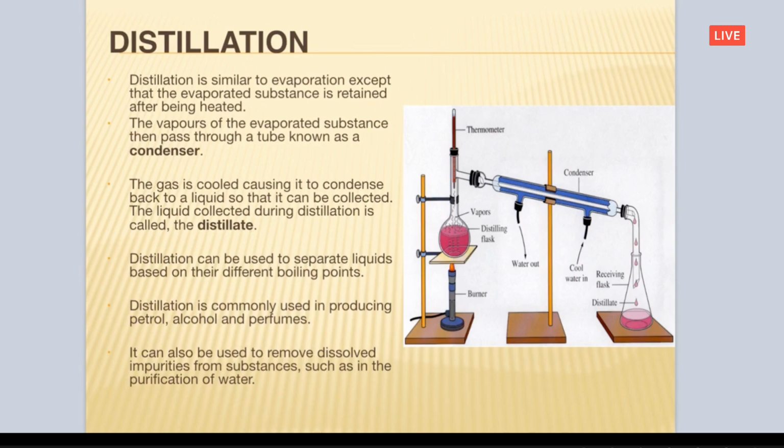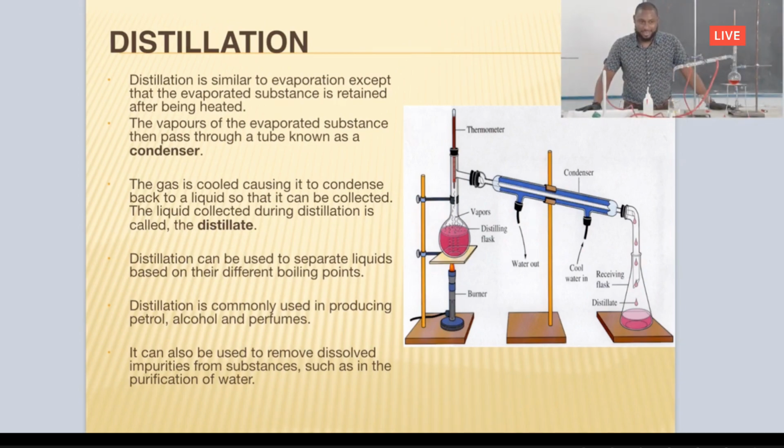All right, so the next separating technique is distillation. Distillation is similar to evaporation, except that the evaporated substance is retained after being heated. The vapor of the evaporated substance then passes through a tube known as a condenser. The gas is cooled, causing it to condense back to a liquid so that it can be collected. The liquid collected during distillation is called the distillate. Distillation can be used to separate liquids based on their different boiling points. It is commonly used in producing petrol, alcohol, and perfumes.